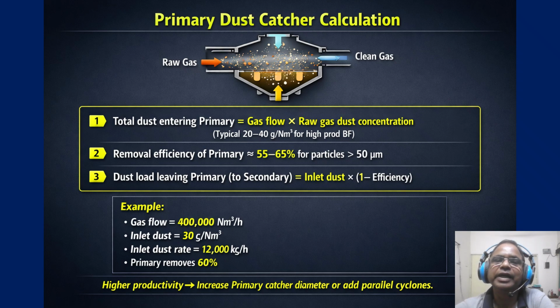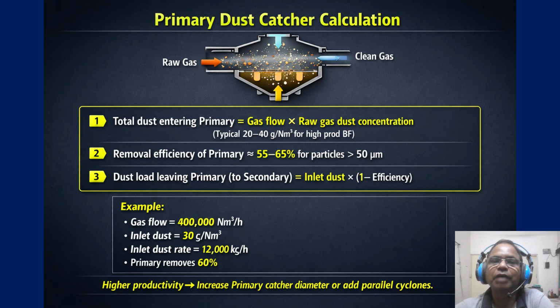So let's run the example given. Gas flow is almost 400,000 normal meter cube per hour, and inlet dust is 30 gram per normal meter cube. That gives an inlet dust rate of 12,000 kg per hour, where the primary removes 60%. So outlet dust is 4,800 kg per hour. One important design tip: if you increase productivity, you must increase primary catcher diameter or add a parallel cyclone. Otherwise, the gas velocity becomes too high for the gravity settling and efficiency drops.